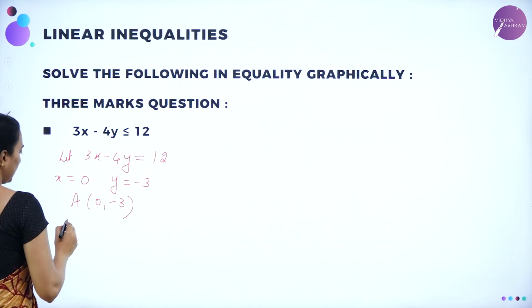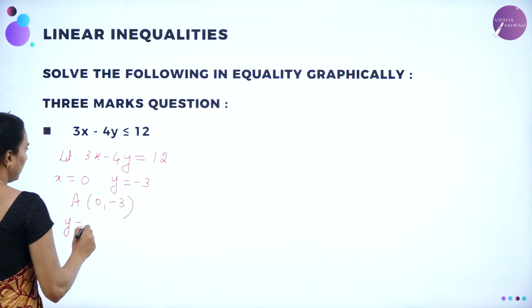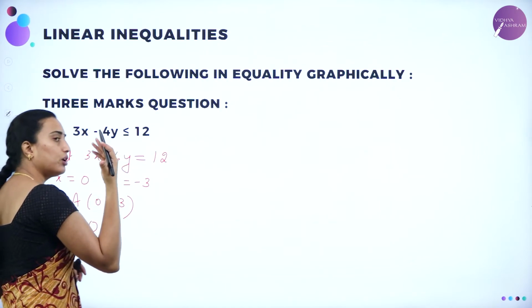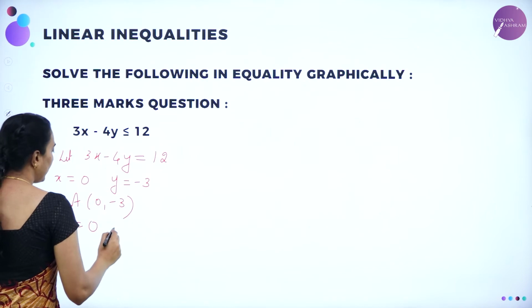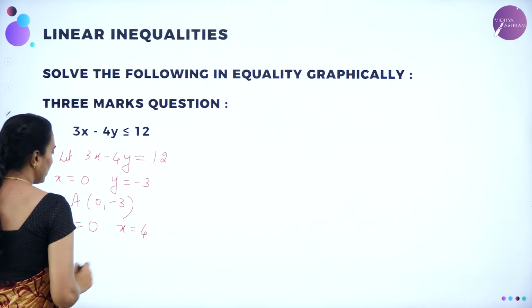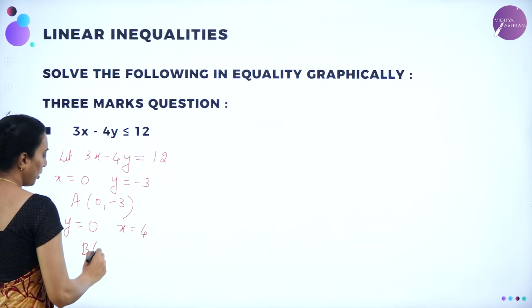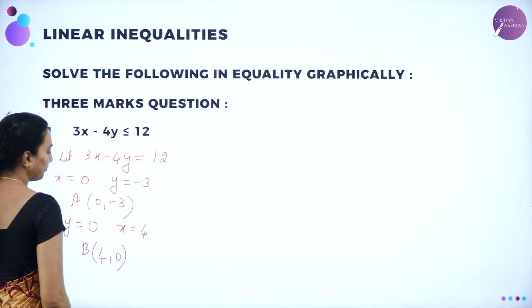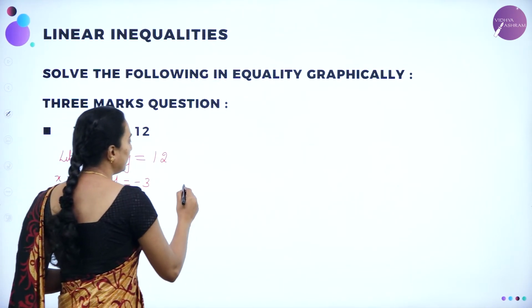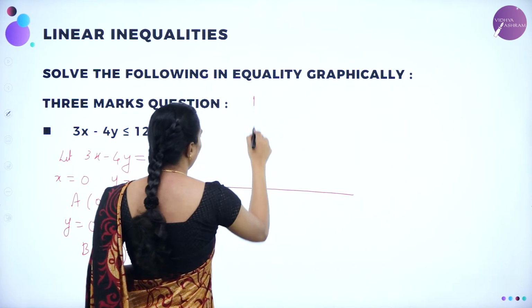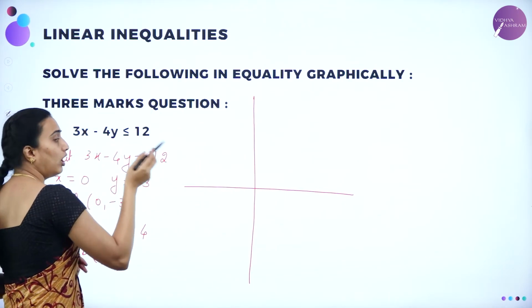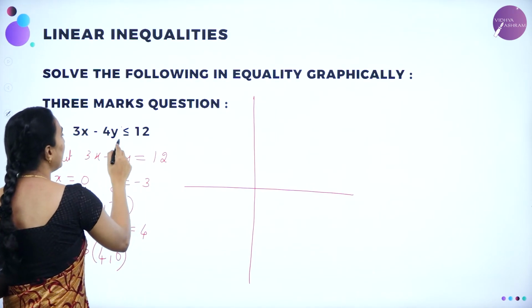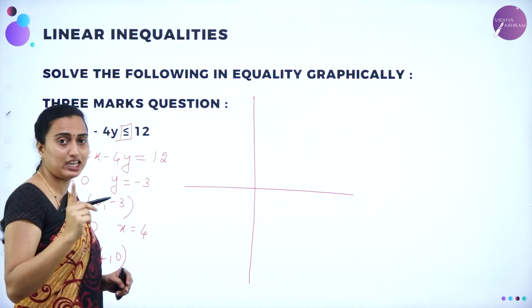And then we'll be taking y is equal to 0. If I take y equal to 0, 4 into 0 is 0. 3x equal to 12. 3 fours are 12. So x will be equal to 4. So the point is B of x comma y, which is 4 comma 0. Now let me draw the points in graphical representation and join the points, which is x-axis, y-axis. Now you need to join the points by which line? Solid line, because they have given a slack inequality.